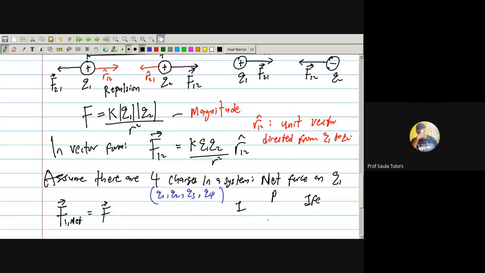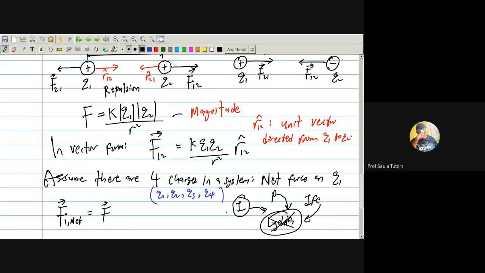Lydia. Let me say I want to find the force on Lydia. So the first force is exerted on Lydia, and it can be attraction or repulsion. The first is exerted on this one.